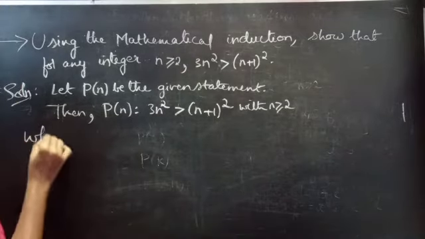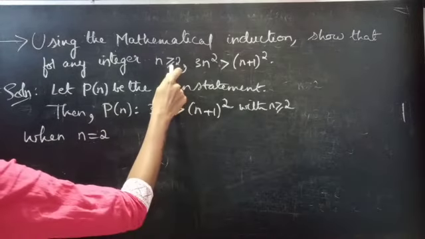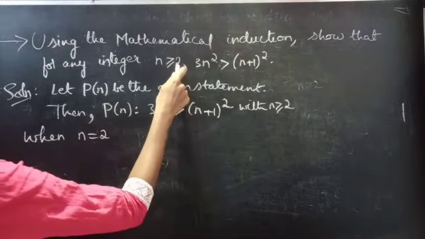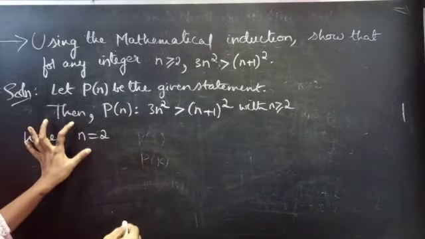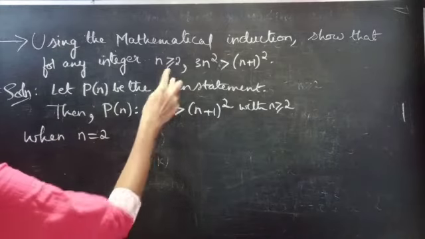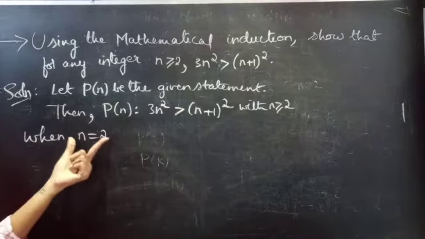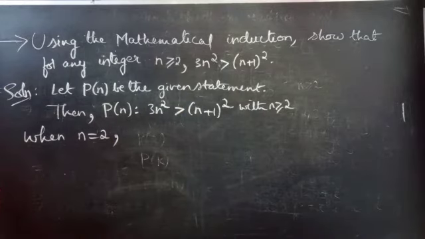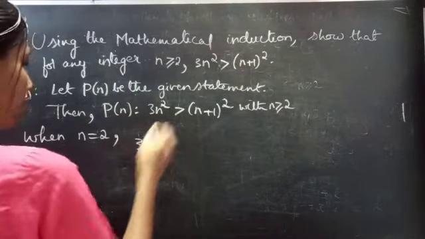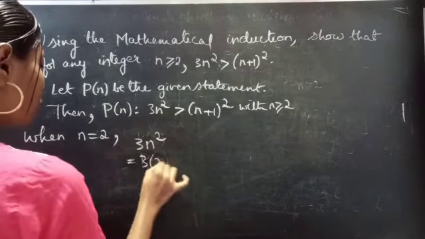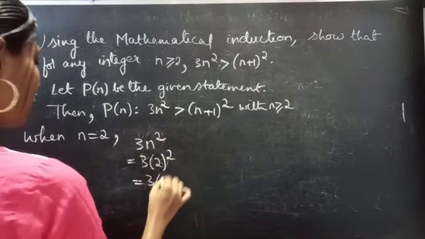When n equals 2, since we are given for any integer n greater than or equal to 2, we will prove firstly for n equals 2. Since n starts from 2, we are taking the first number 2. Now consider 3n square. Now put n equals 2. You'll get 3 into 2 square is 4.